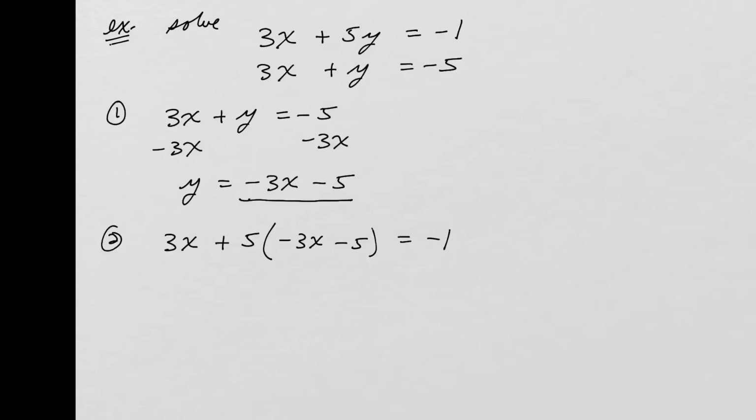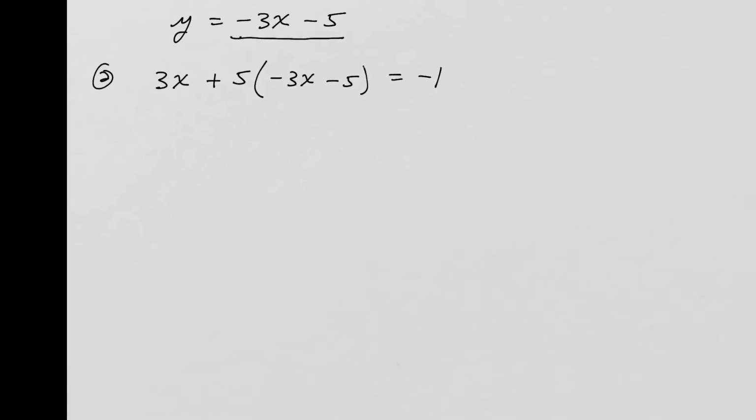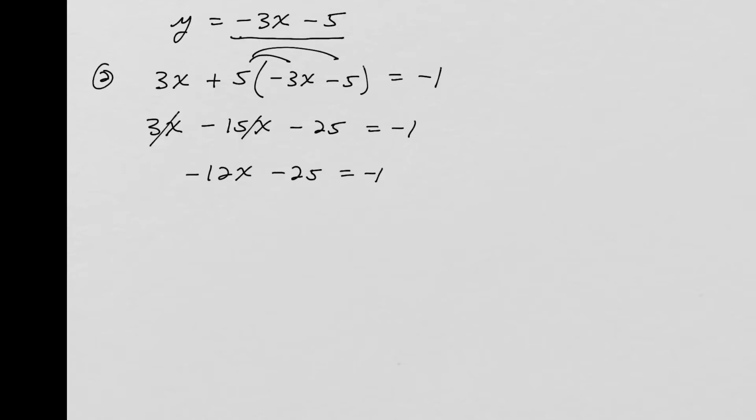All right, so now I have an equation just in terms of x. So let's solve it for x. Well, how do we do this? This goes back to chapter 2 again. I need to distribute the 5. So I have 3x. 5 times negative 3x is a minus 15x. And then 5 times negative 5 is minus 25. That equals negative 1. I can combine like terms. 3x minus 15x is a negative 12x. And then I need to add 25 to both sides. So I have negative 12x is equal to 24.